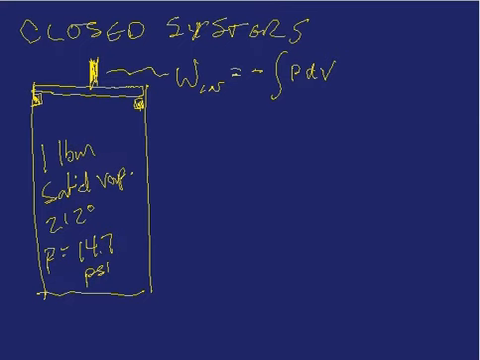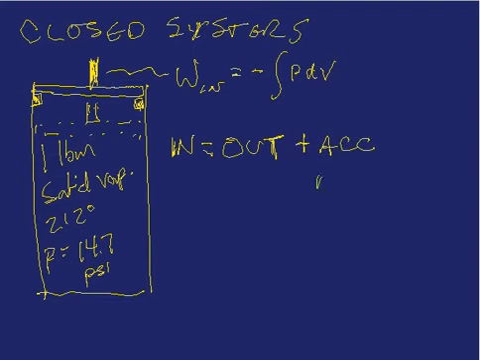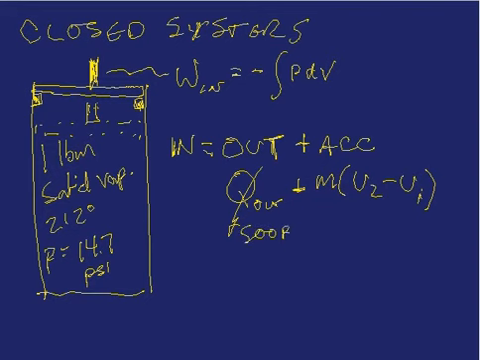So let's suppose that this piston can go down some. And what I want to do is remove 500 BTUs from 1 pound mass of steam. So our energy balance is in equals out plus accumulated. And the accumulated is mass times U2 minus U1. And the out is the heat that we're removing. Let's put it Q out. We'll make that 500 BTUs.